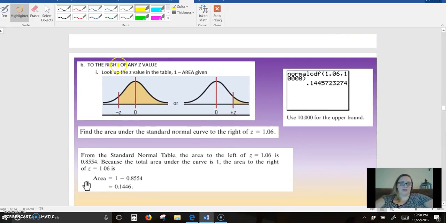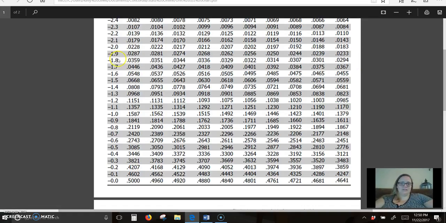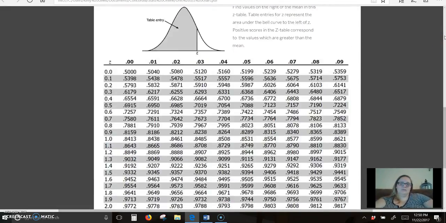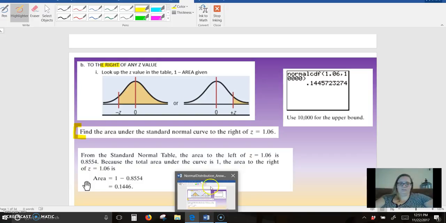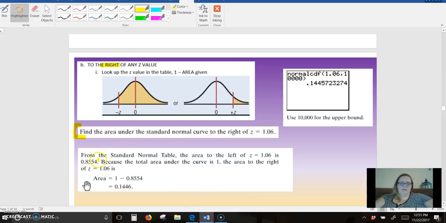All right, let's do one that's to the right. The problem is: find the area under the normal curve to the right of 1.06. These are the negative numbers, so here we are, 1.06, and we get 0.8554. That's what we get right there. But the rule is if it's to the right, you do 1 minus. And that's really our answer.